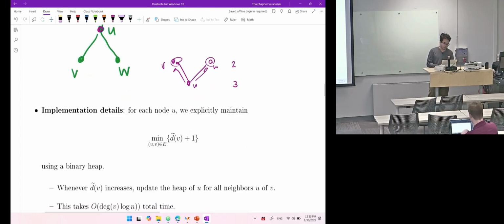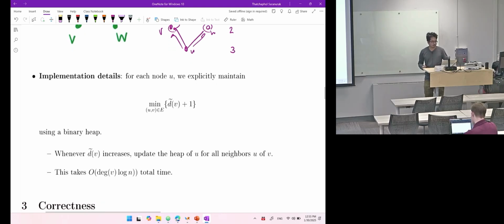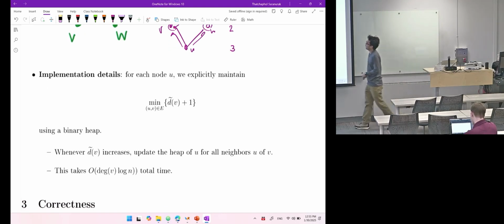So the way that I'm going to implement it is, for every node, as I said, I explicitly maintain this number: the correct level that I'm supposed to be. It means that whenever the level of some node increases, we need to update the heap of everyone around it.